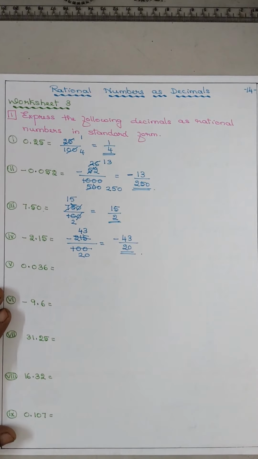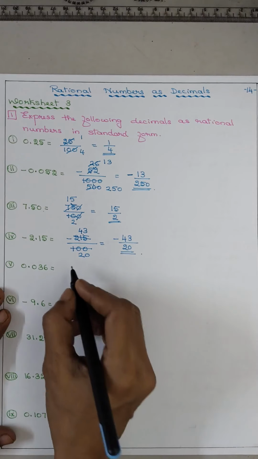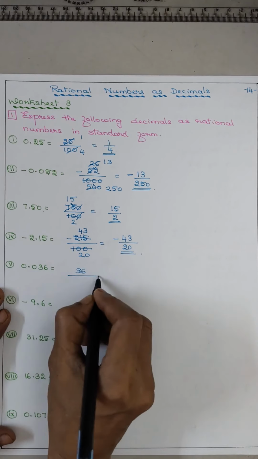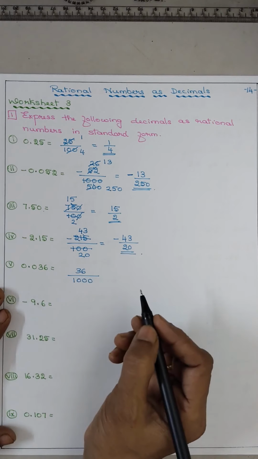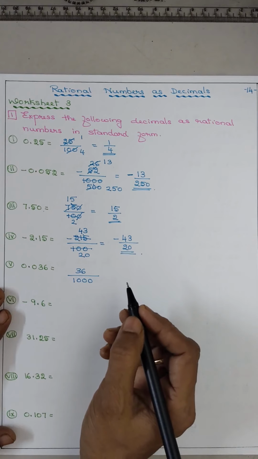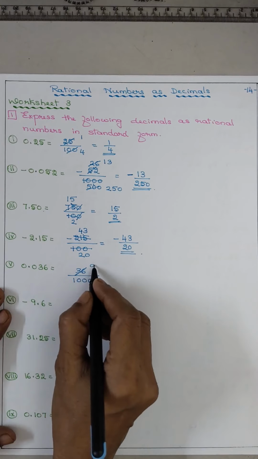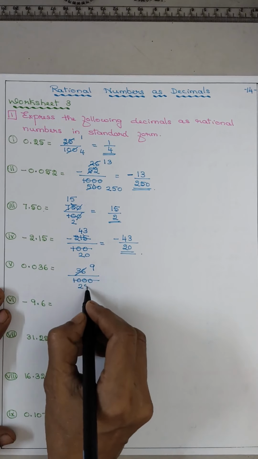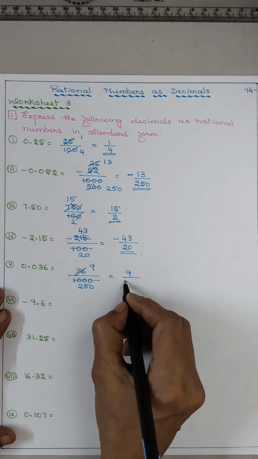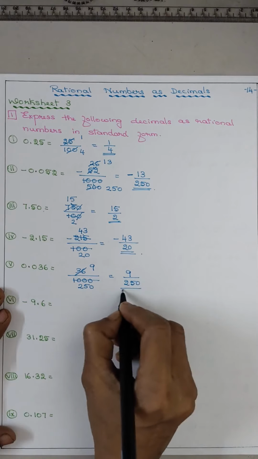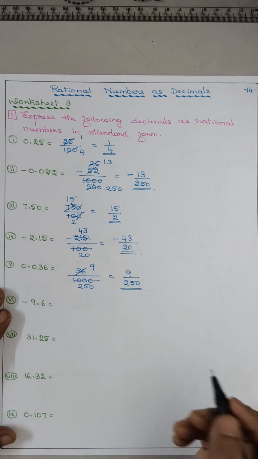Okay. Now the fifth sum, 0.036. So 36 upon 1, 2, 3 zeros, 1000. Now 4 9s are 36, 4 25s are 100 and 0. So directly it will be 9 by 250. You can try with 2 and 2, otherwise directly 4.